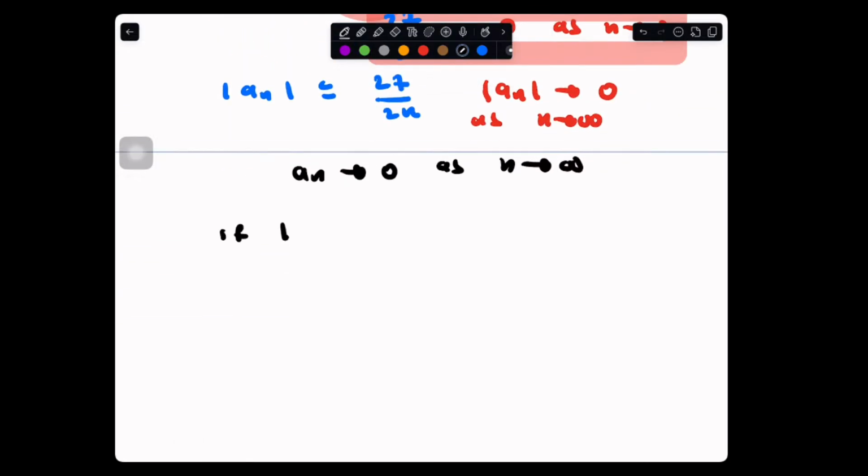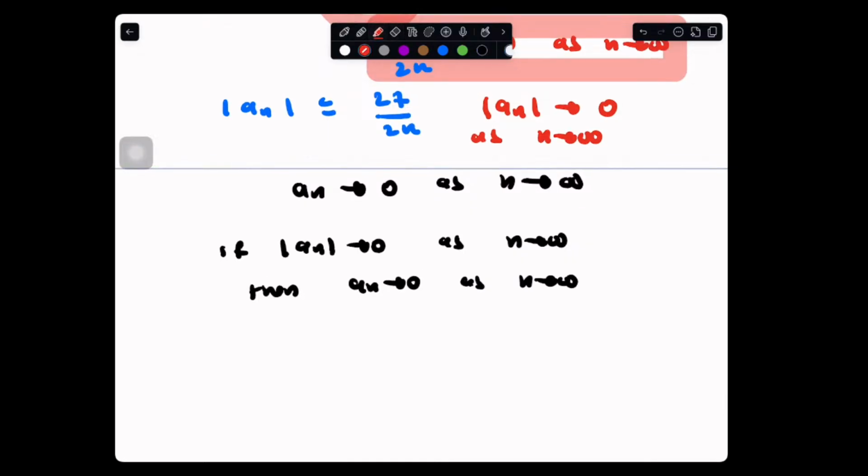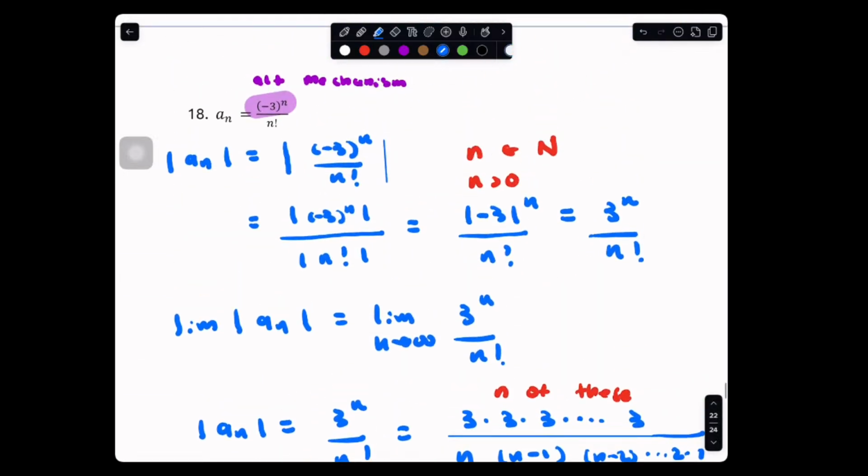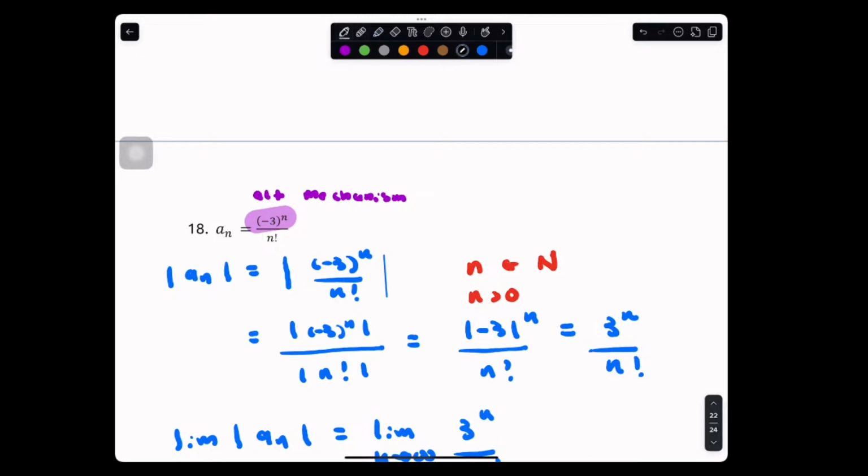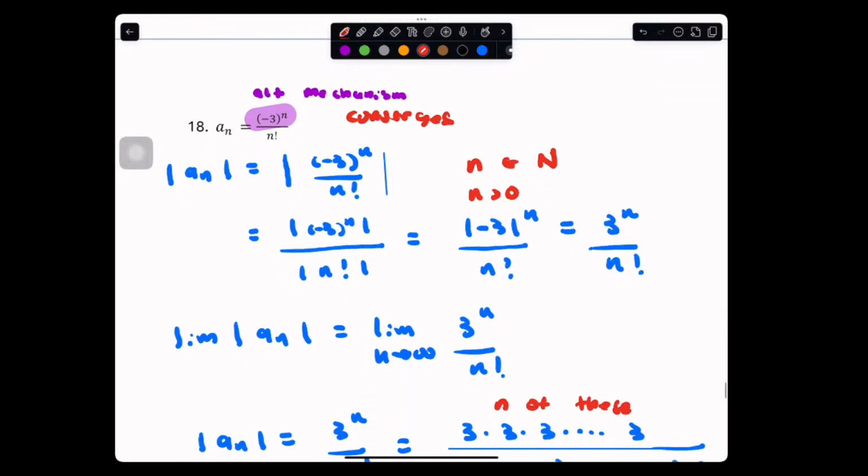which is that if the sequence in absolute value goes to 0 as n goes to infinity, then a_n goes to 0 as n goes to infinity. So this converges here. And this is a different kind of logic for you than Calculus 1. So it's in Calculus 2 here. Okay.